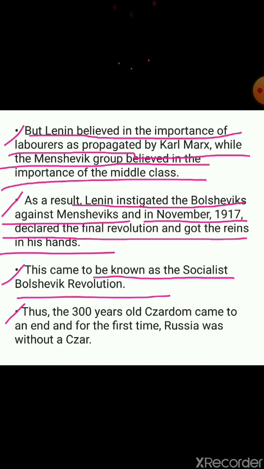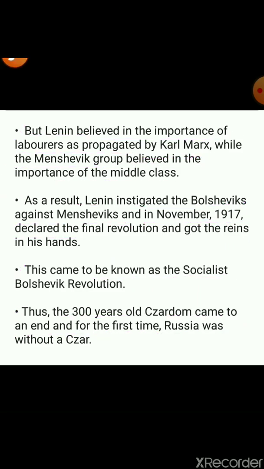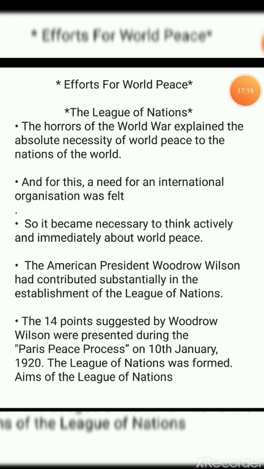Thus, 300 years of Czardom came to an end. For the first time, Russia was without the Czar. Right? For 300 years the Czar ruled over Russia, and now at the end, for the first time, Russia was without the Czar. Okay students, so we have completed the Russian Revolution, the Bolshevik Revolution.